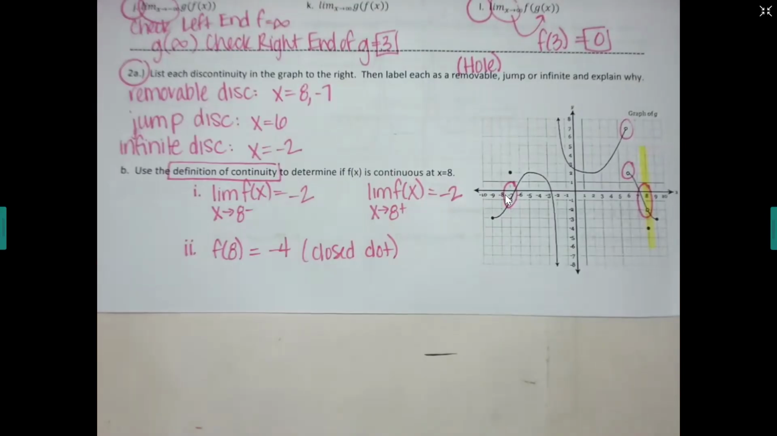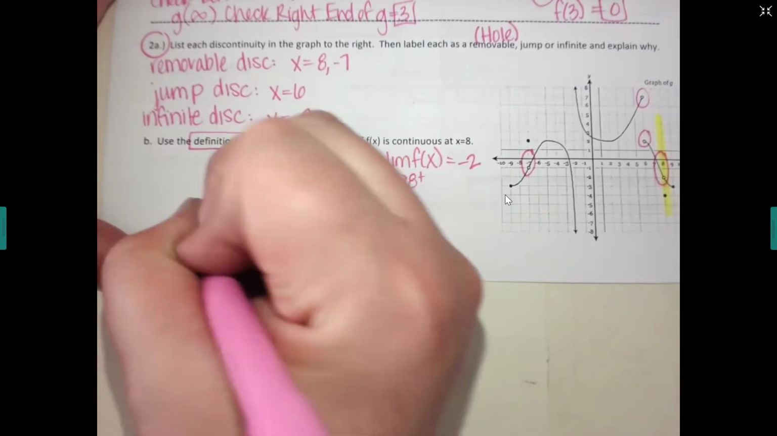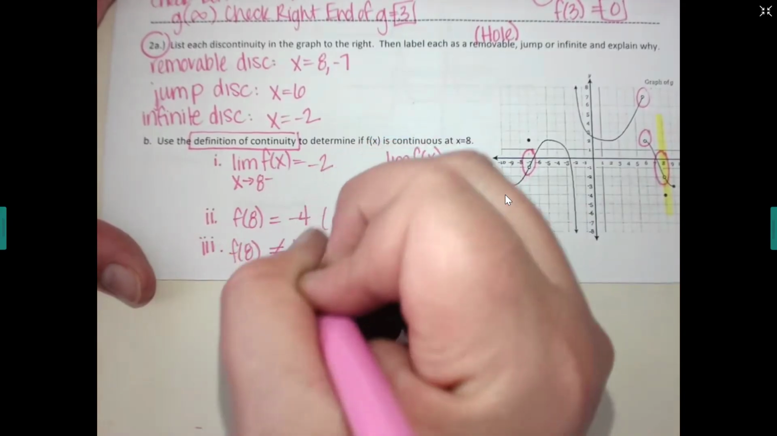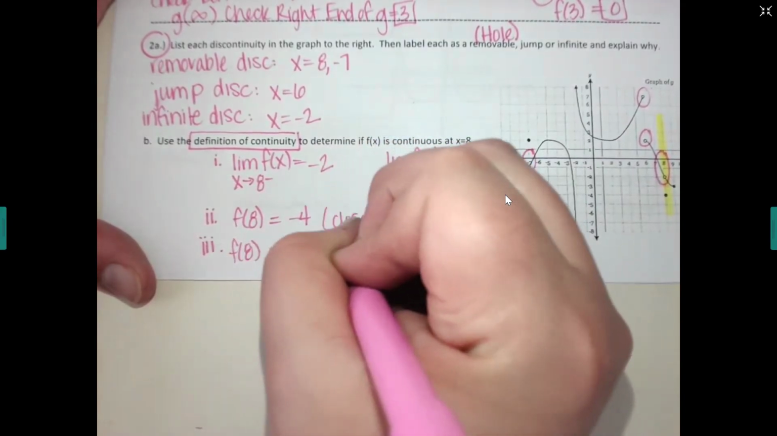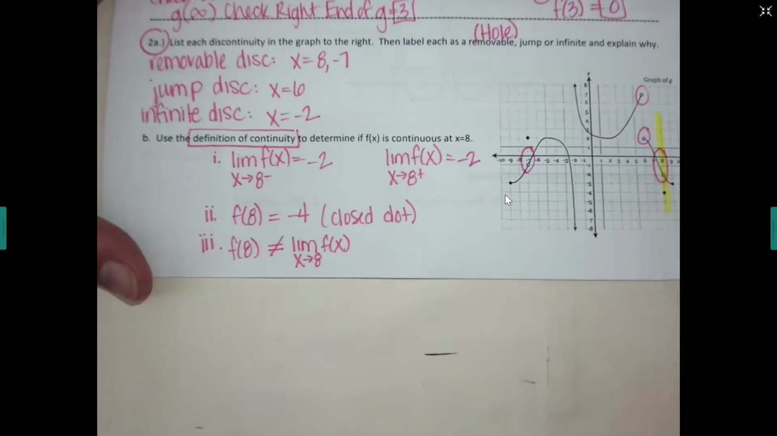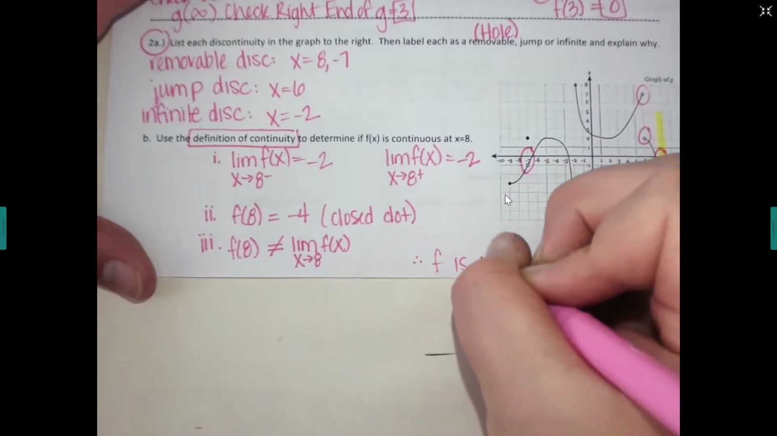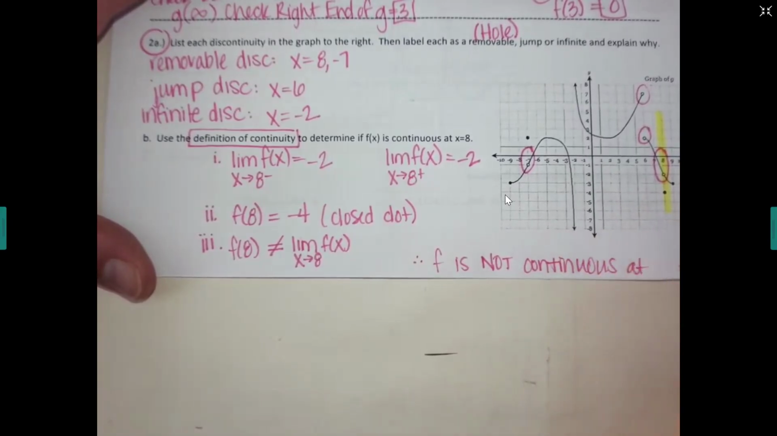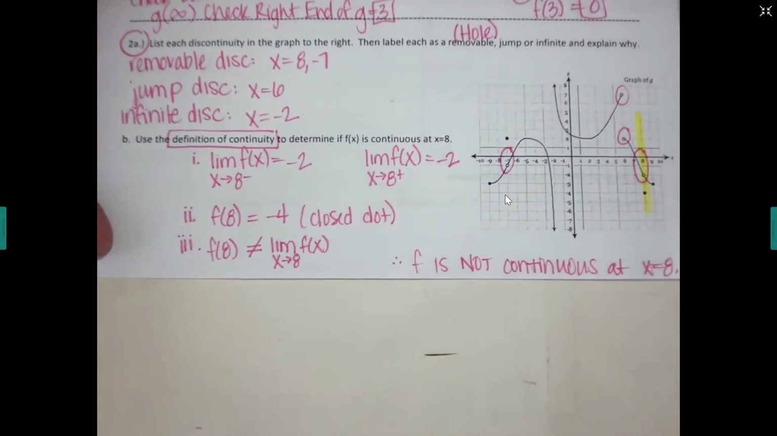The third step is that your answer for the limit and your answer for the y value have to be the same if it's continuous. And in this case, does that condition end up being true? No. So third step would be that f of 8 does not equal the limit as x approaches 8. Because my y value was -4, but my limit was -2. So therefore, f is not continuous at 8.